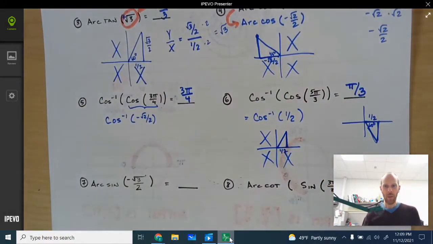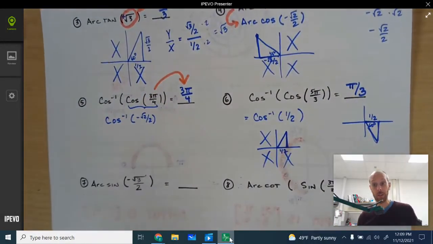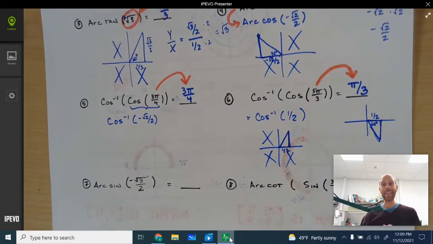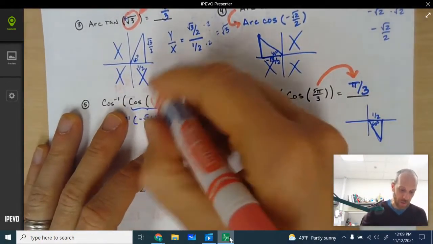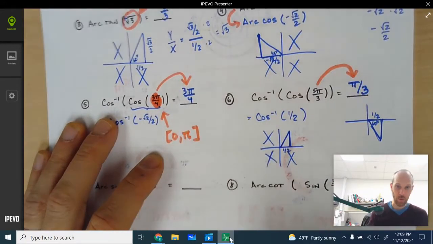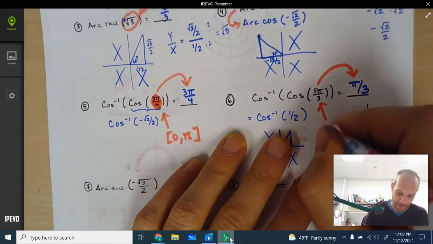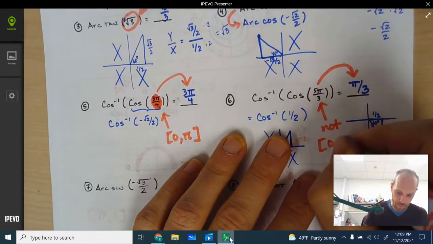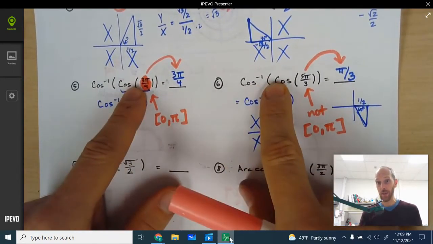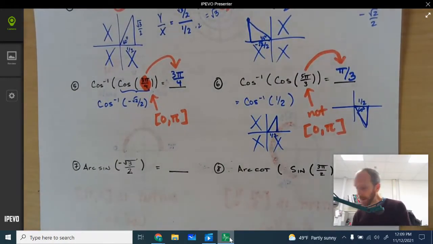And so this angle that has an x value of 1/2 would be 60 degrees, or in other words, pi over 3. So the question is, here, why did the inverse cosine and the cosine just cancel, but here they did not? And the answer is, in the first case, this was in the principal branch of cosine that goes from 0 to pi. Whereas here, this was not in the principal branch from 0 to pi. So in order to get that cancellation between the inverse cosine and the cosine, the angle has to be in the principal branch.